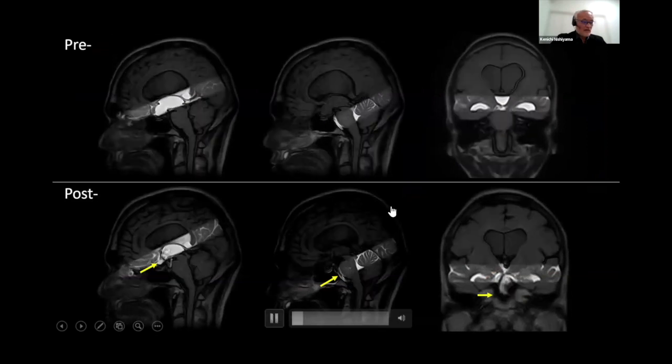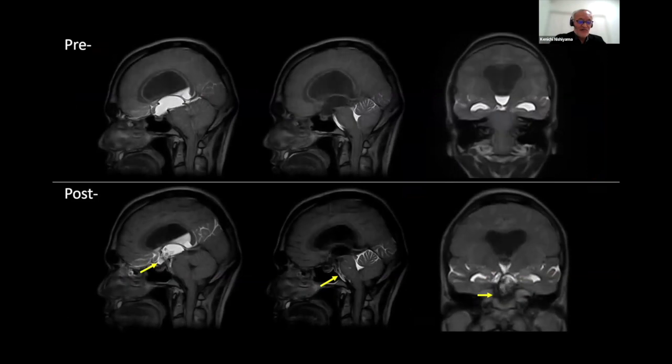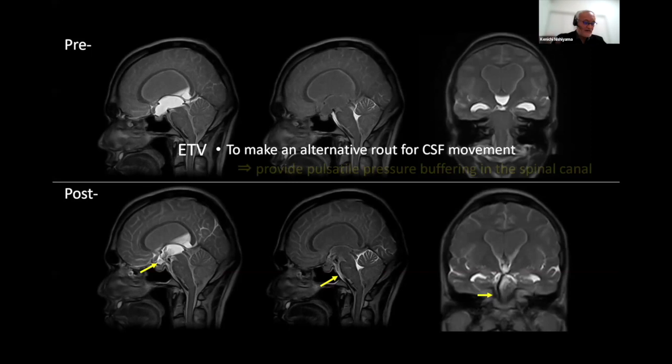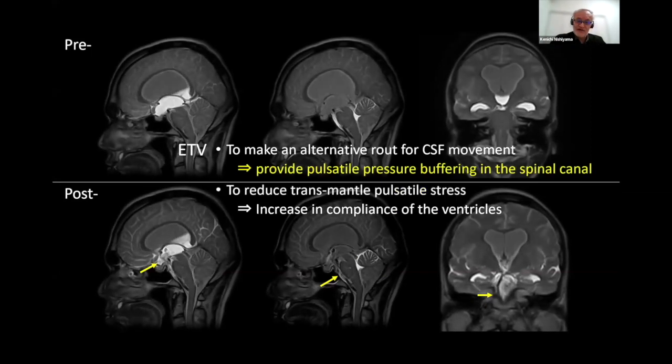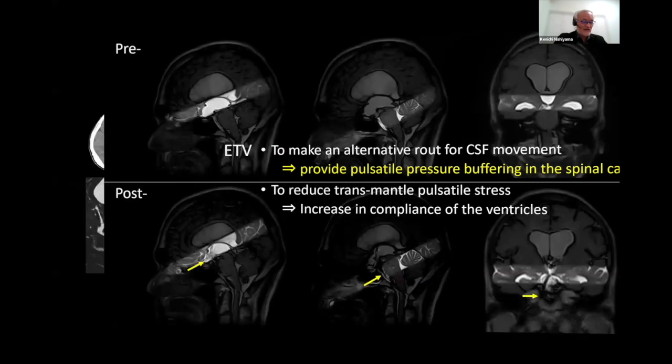From the viewpoint of CSF physiology, ETV provides pulsatile pressure buffering into the spinal canal. Sometimes the peripheral subarachnoid space is closed in shunted patients. We should check it before surgery with a CSF flow study. The other effect of ETV is to reduce transmantle pulsatile stress. This causes an increase in the compliance of the brain, of the ventricle, sorry.